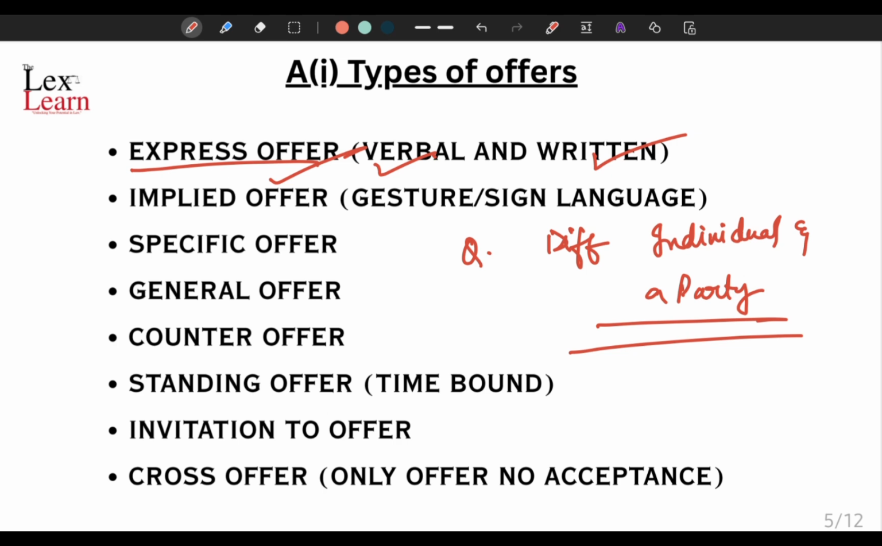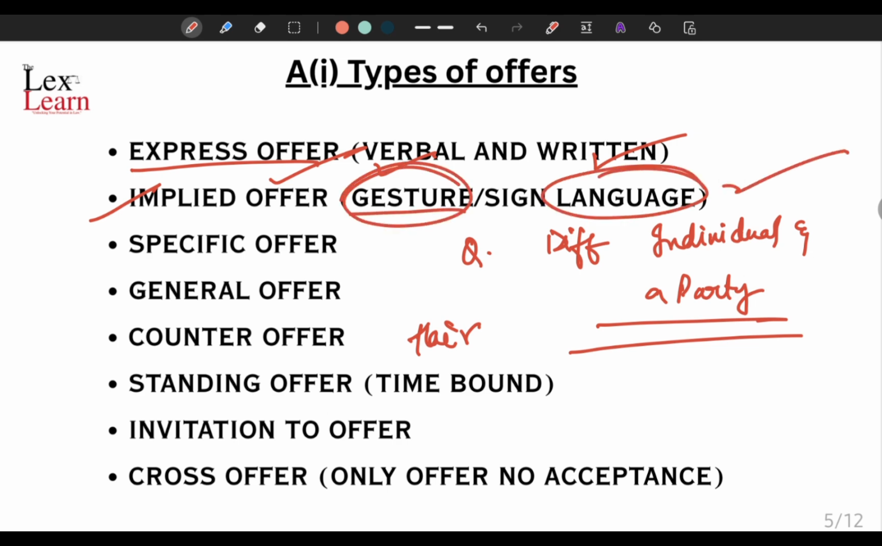Let's say you go to a stationery store and you want a flair pen. Since you are mute and deaf, you give him gestures that you want this pen. You point your finger up towards that rod, indicating you want this pen, and he understands it. So this is an implied offer, which is communicated through gestures and sign language.